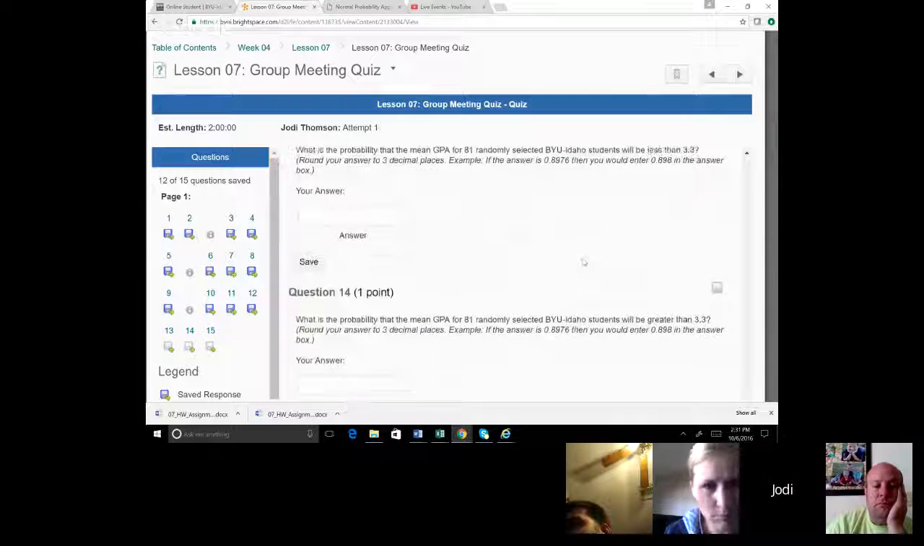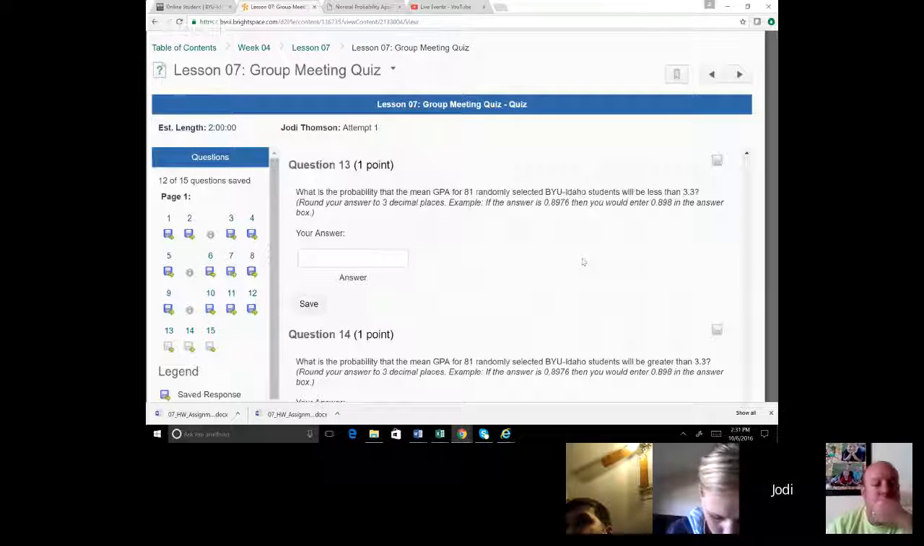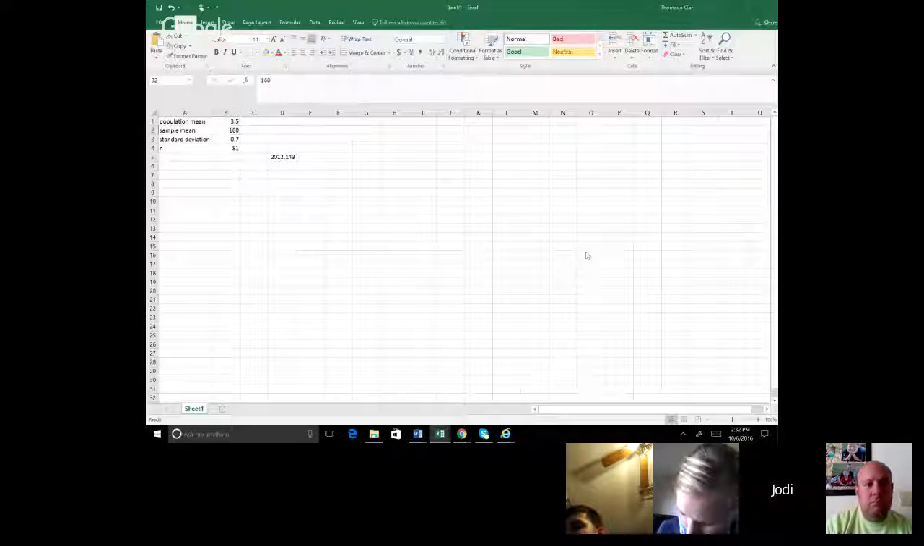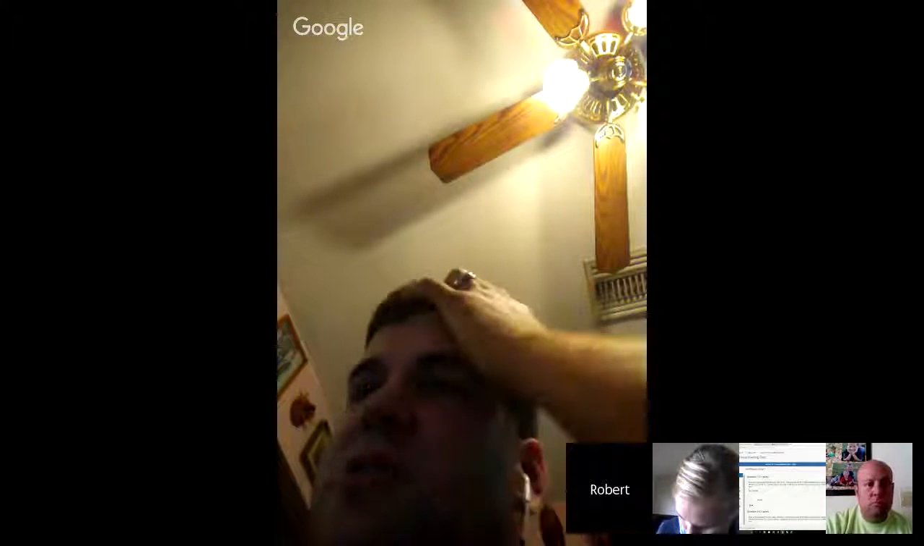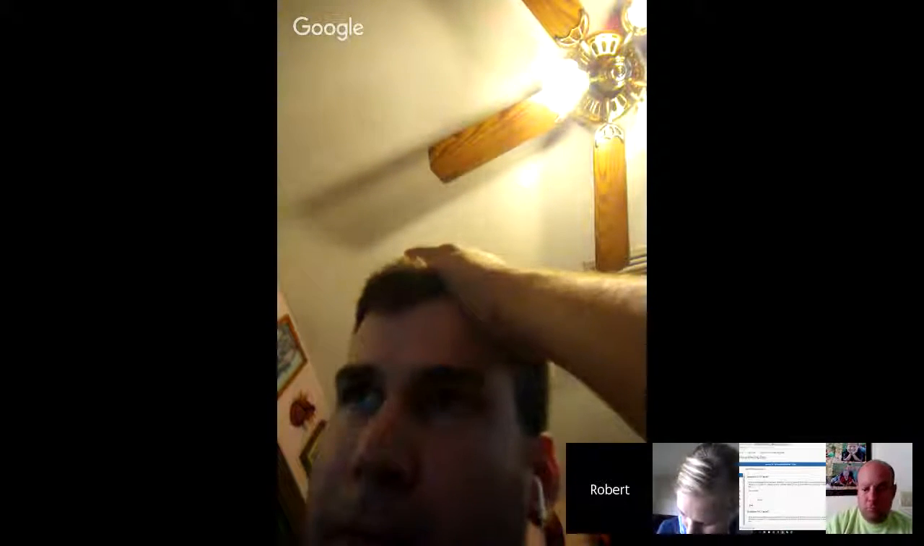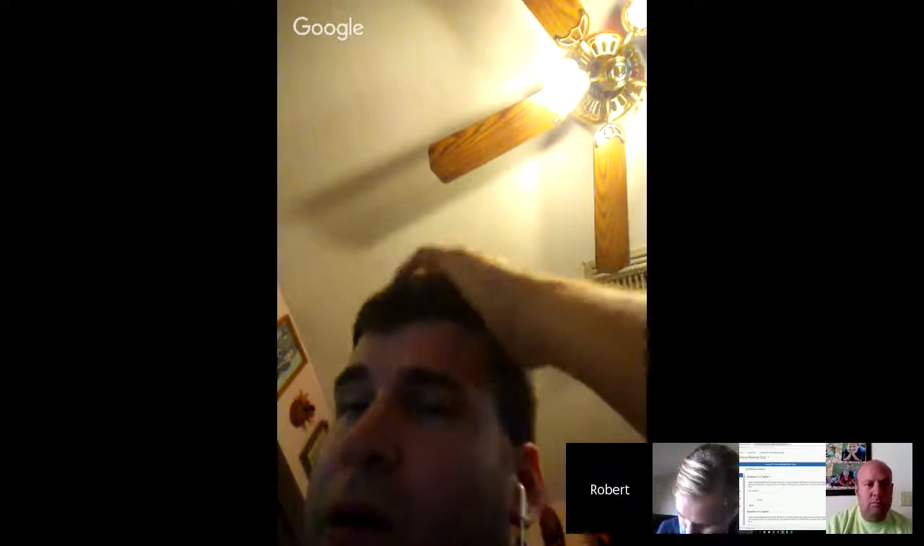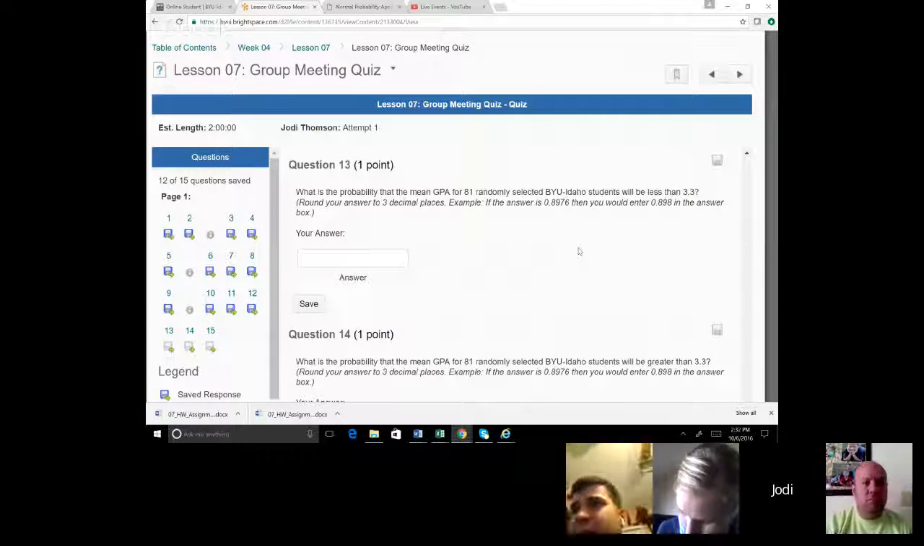Okay, let's see. So we're down on 13 now. What is the probability that the mean GPA for 81 random students will be less than 3.3? And that's just to the left of the z-score in the probability chart? Less than would be, yeah. Okay.